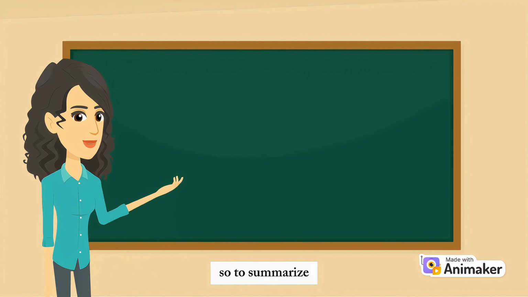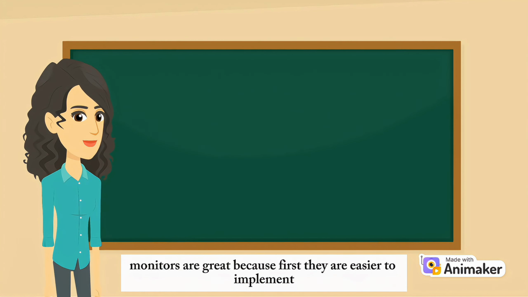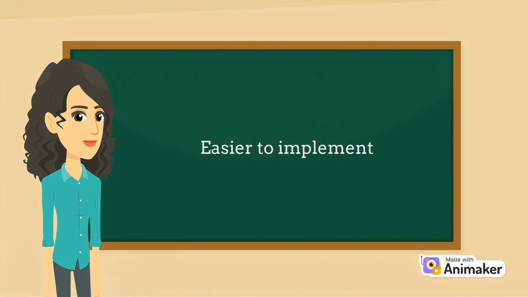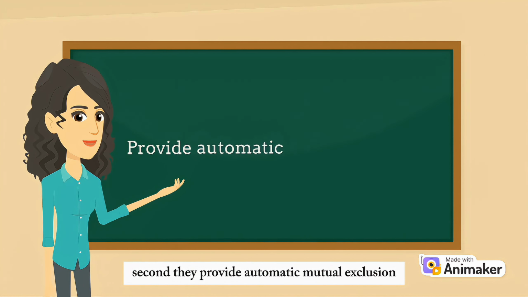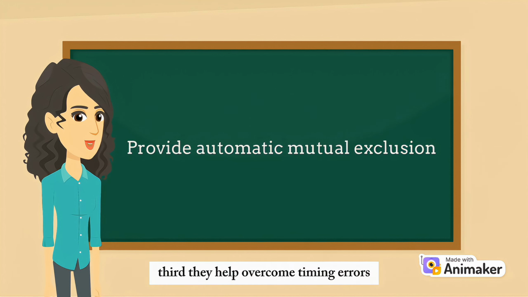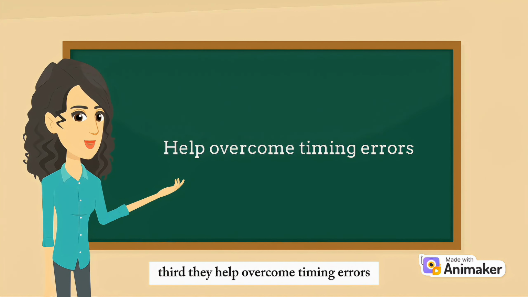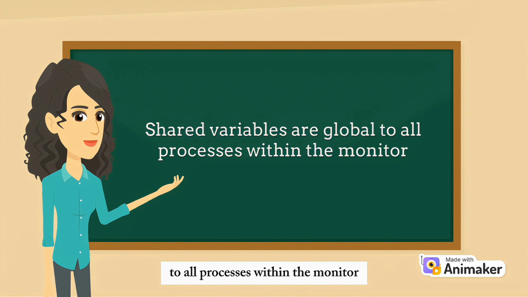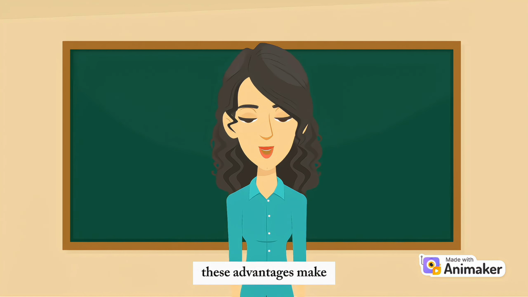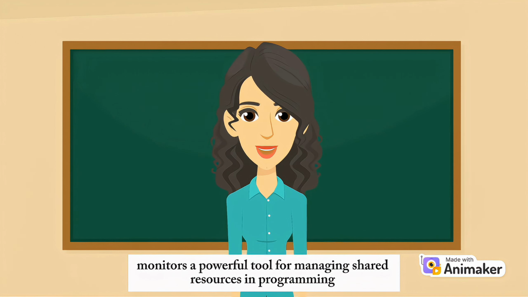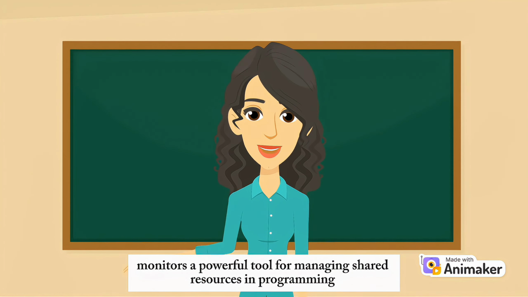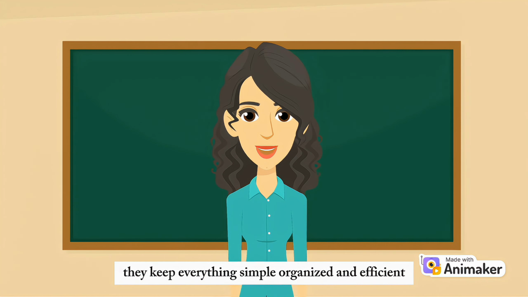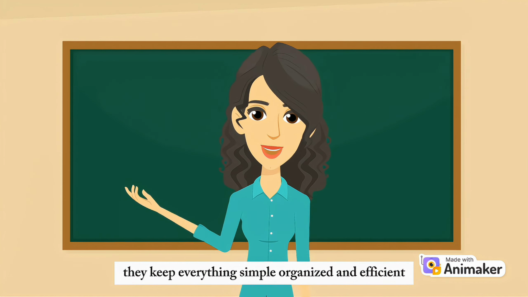So, to summarize, monitors are great because first, they are easier to implement. Second, they provide automatic mutual exclusion. Third, they help overcome timing errors. And lastly, shared variables are global to all processes within the monitor. These advantages make monitors a powerful tool for managing shared resources in programming. They keep everything simple, organized, and efficient.